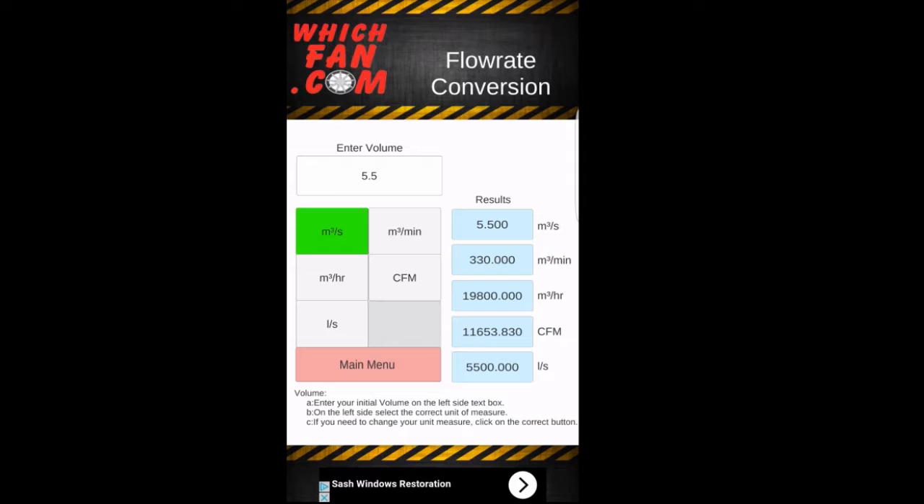And on the right side under the results, you have the results in meters cubed a second, meters cubed a minute, meters cubed an hour, CFM and litres a second. And obviously if you click on any of the other buttons on the left side, it changes automatically. As you can see, really simple to use, no hunting about for different units of measure, no hunting about for different units of measure for the result. It's all there, straight in front of you, simple to use, quick view, you've got your results.